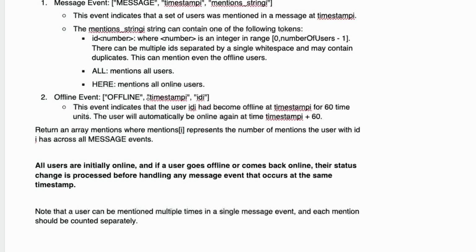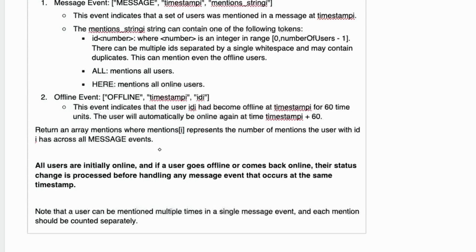There's also the offline event, which is our second event type. This has offline to specify it's an offline event. It also has a timestamp and an ID. And this event indicates that a user will become offline at this time for 60 time units. Let's call it seconds for our case. So when we get this event, it's going to tell us that at this time, this user is going to go offline from now until the next 60 seconds.